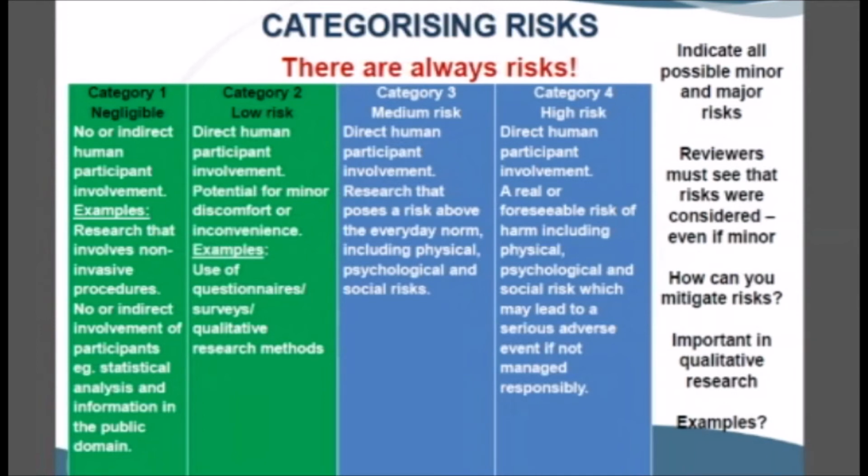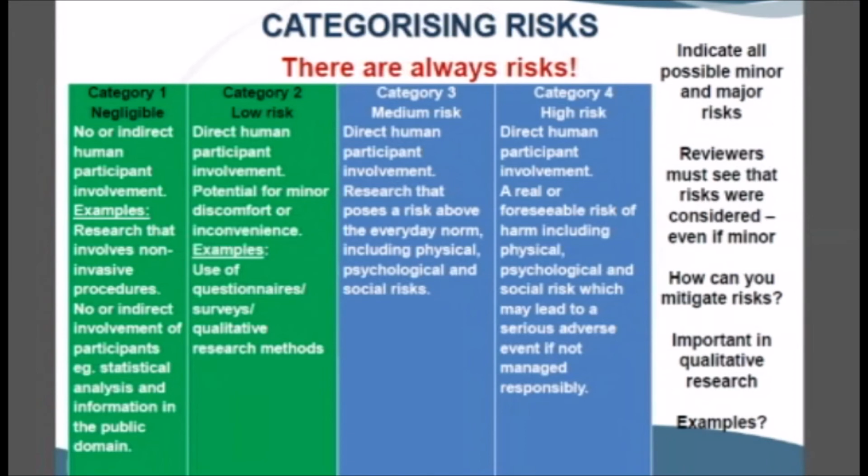High risk, that is, as I mentioned, where you include health studies, for example. Direct human participant involvement, real foreseeable risks that you know beforehand, where there can be harm like physical or psychological harm, and an intervention might then be included, so that when there are high risks involved, they can be mitigated.